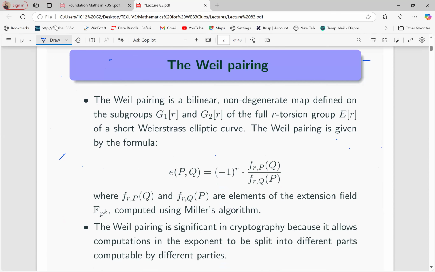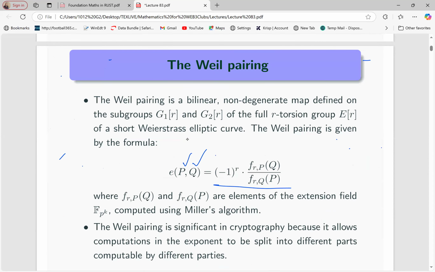Now, once you have those 2 points, P and Q, you compute the Weil pairing in this manner. These are then calculated by Miller's algorithm. You cannot do them physically; it will take you very long. You compute this. These are just elements of the extension field F13^4 in our case. So they would then be computed by Miller's algorithm.